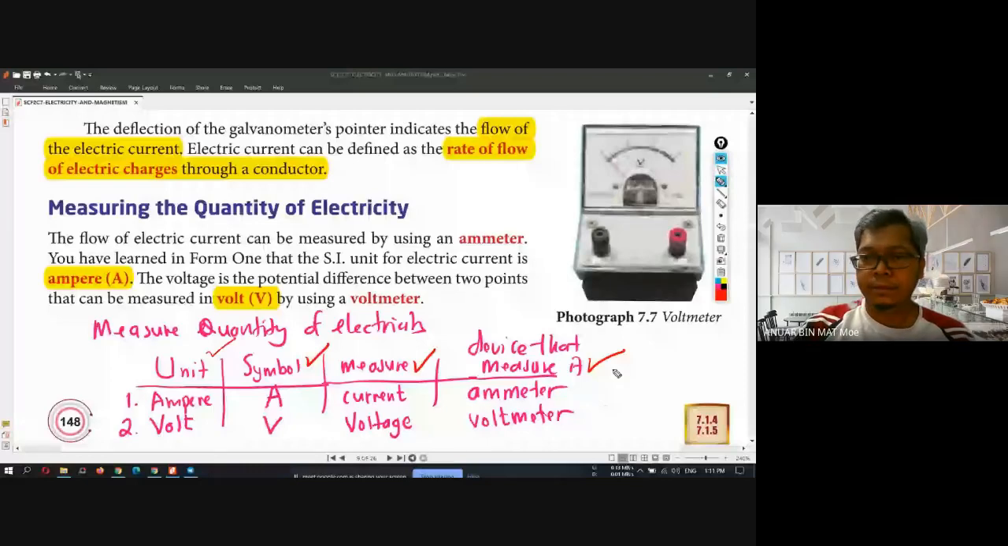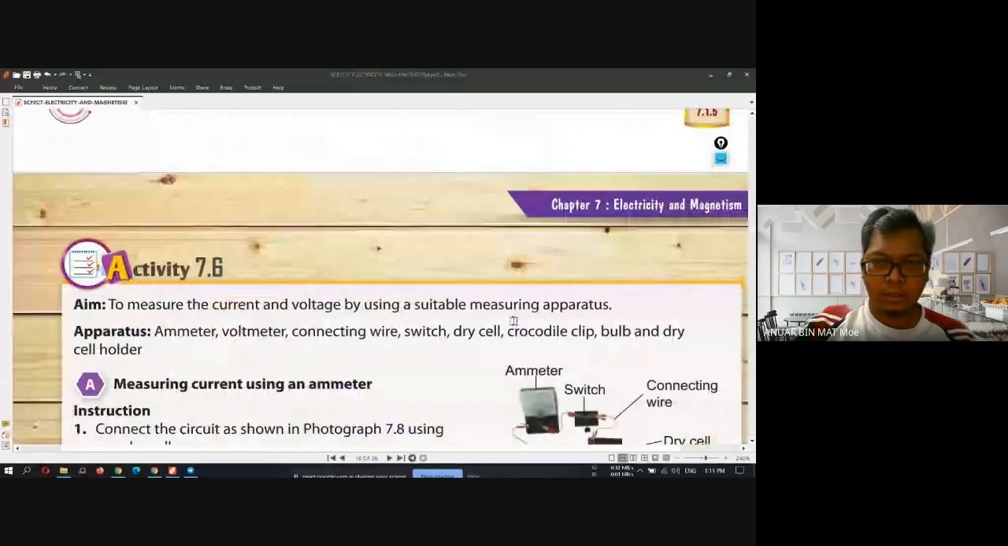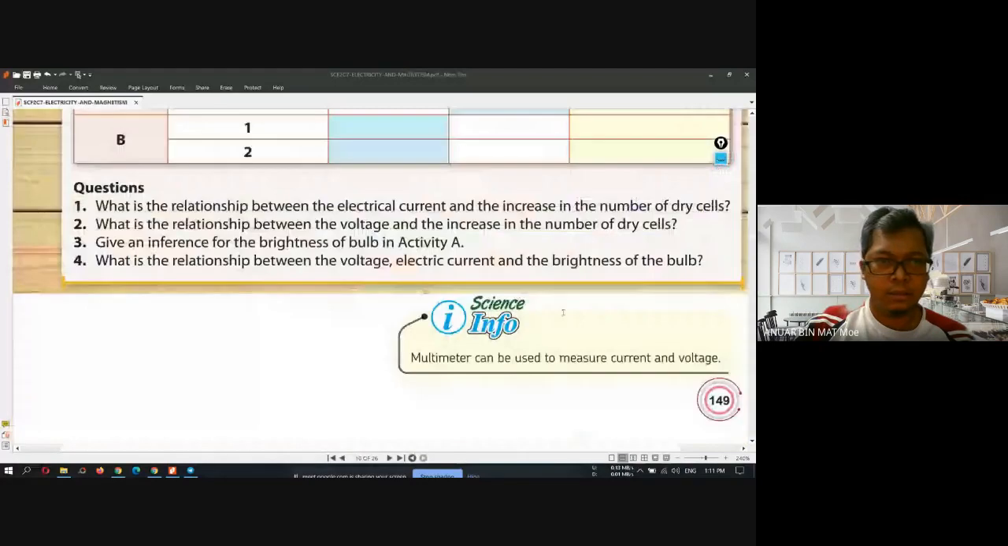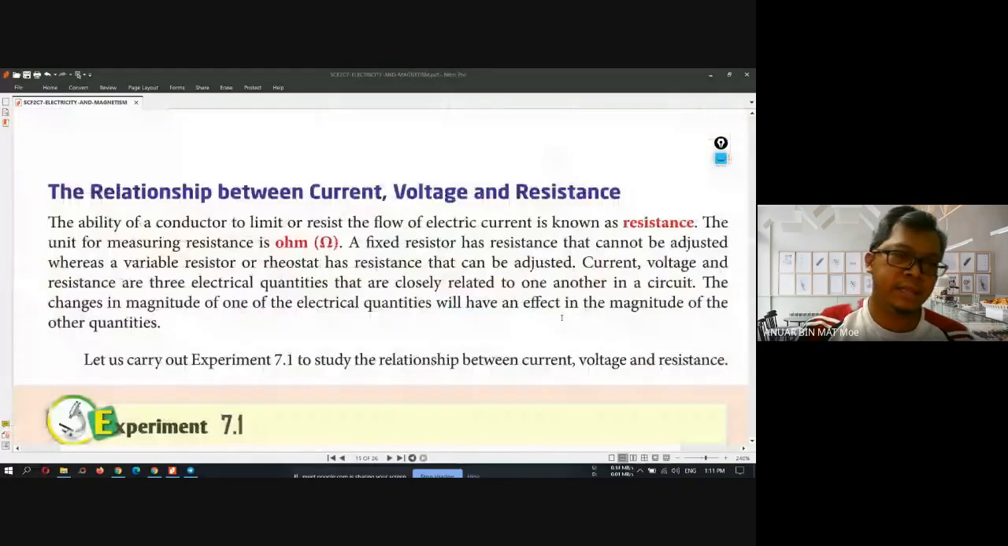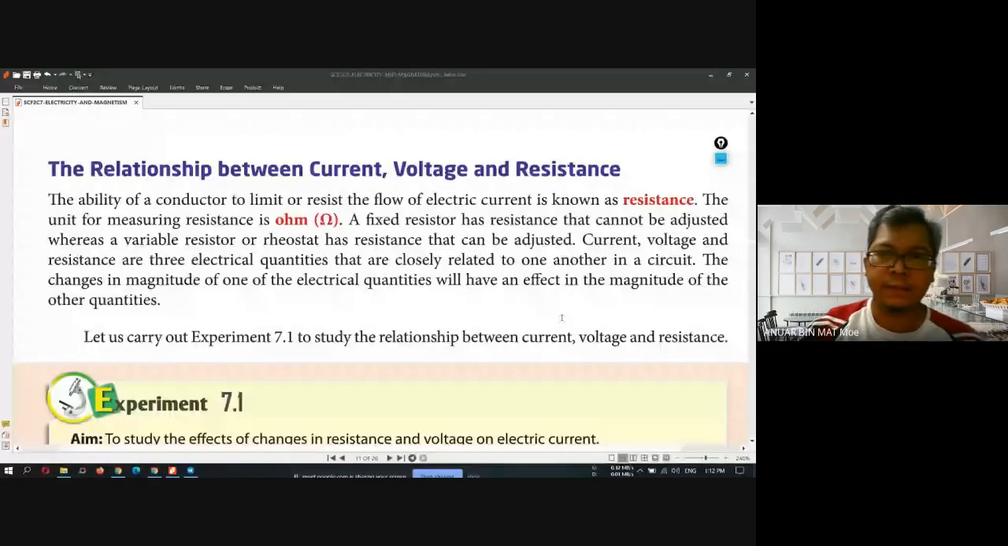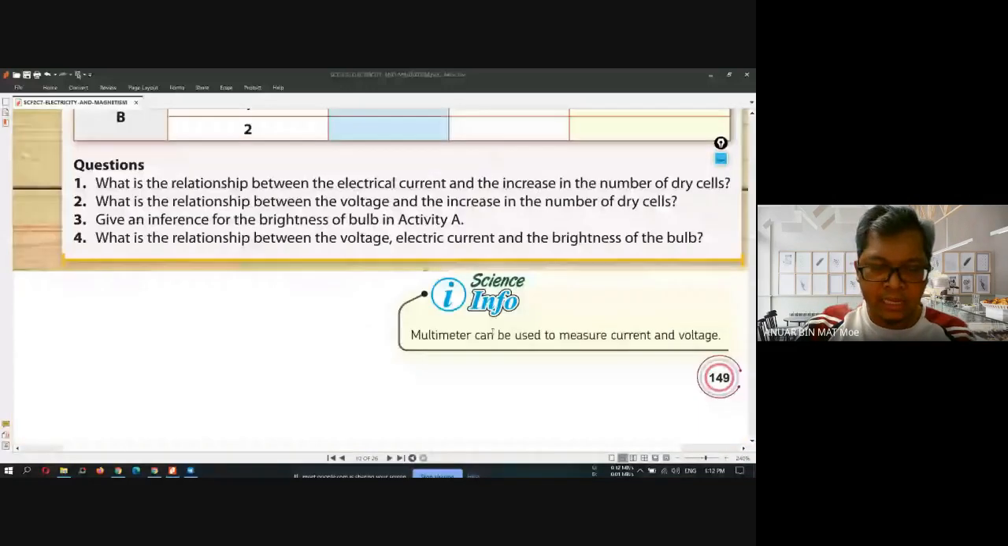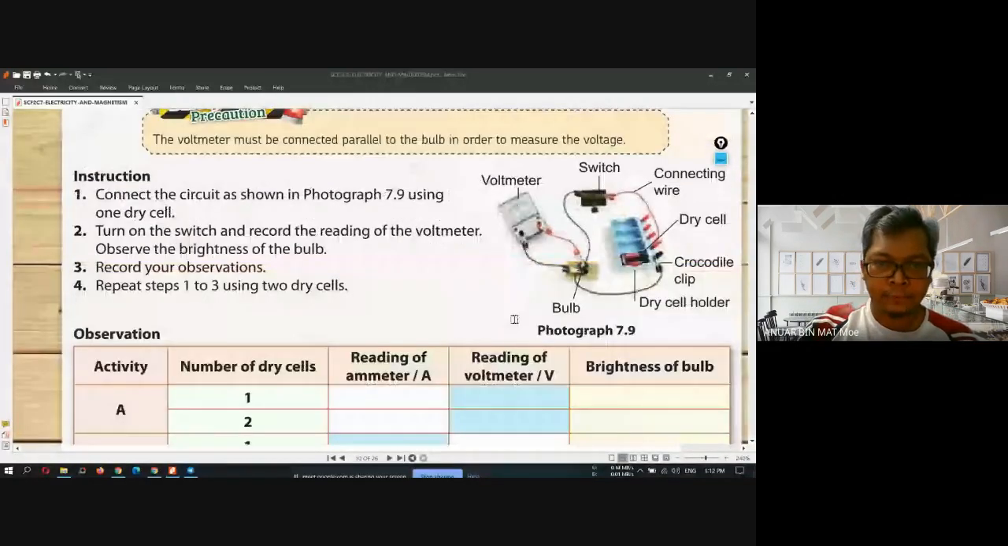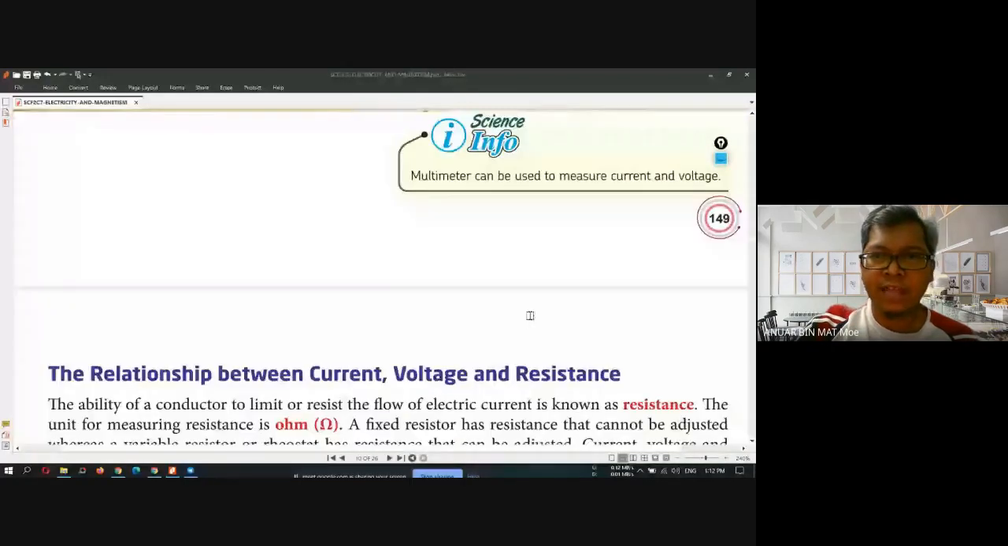Next one. Actually, this is a practical lesson, we have an activity, but never mind. I will try to teach you the theory side of it first. Next one, the relationship between the current, voltage, and resistance.